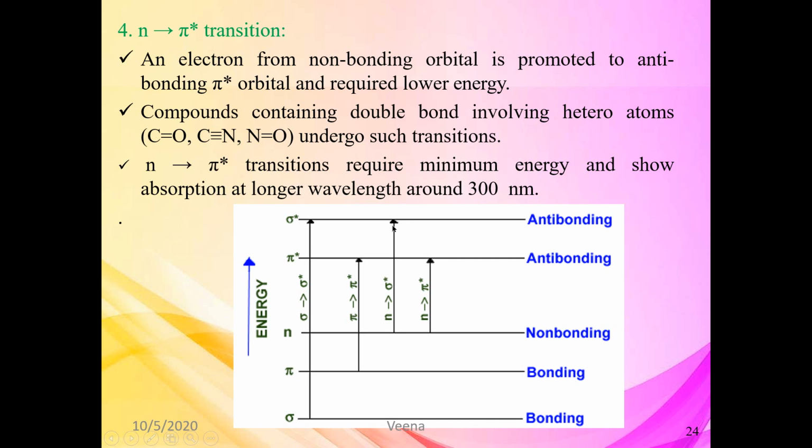Next comes n to sigma star electronic transition. That means excitation of the non-bonding electrons to sigma star antibonding molecular orbitals. Then the last one is the excitation of electrons from non-bonding energy level to pi star antibonding energy level. So these are the four different types of electronic transition which will occur depending upon the kind of electrons present in a molecule.